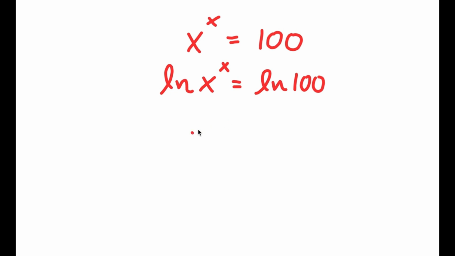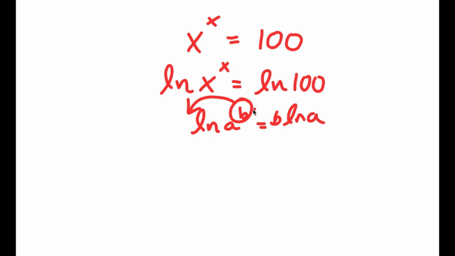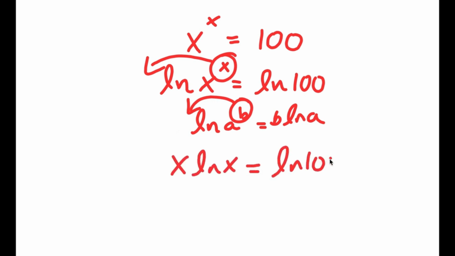Now, if I have something in the form ln of a to the power of b, I can move the b to the front. So this is going to equal b times ln a. So for ln of x to the power of x, I can move x to the front, and I'm going to get x times ln x is equal to ln 100.